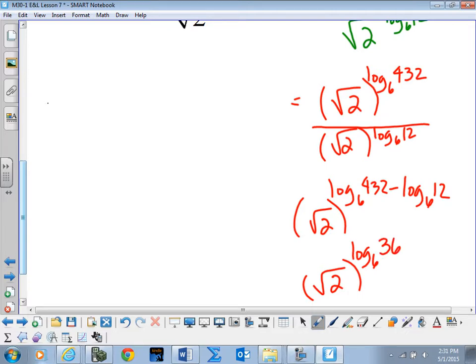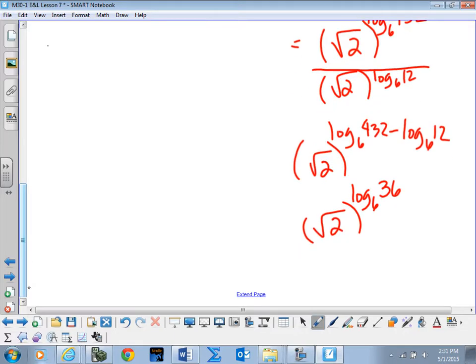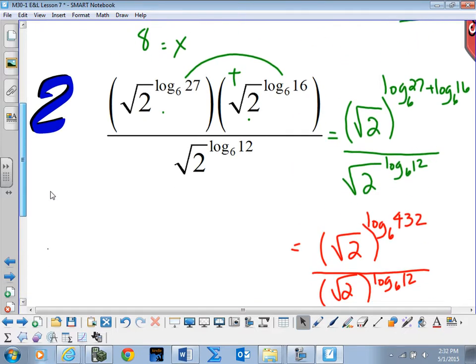And what a nice number that is. Log base 6 of 36 equals 2. 6 to the power of 2 is 36. So after all that, we end up with root 2 squared. Square root of 2 squared is just 2. All right, it all works out to 2. Pretty cool question, don't you agree?